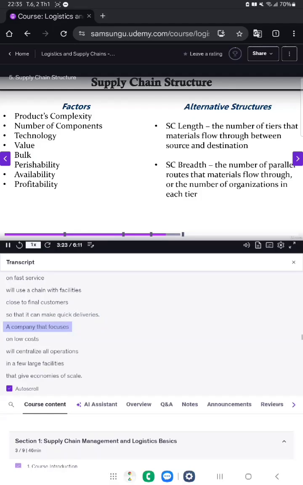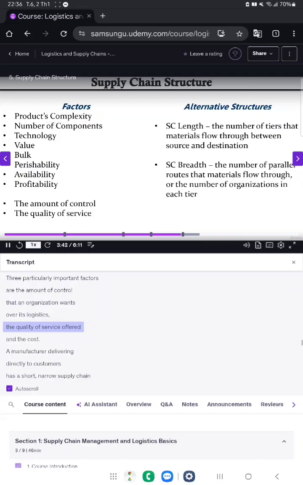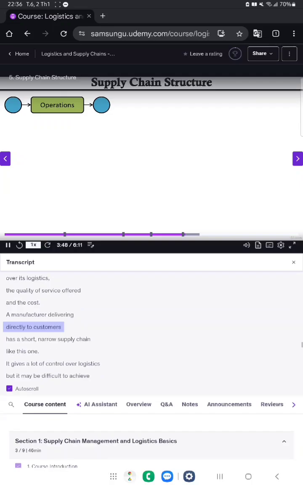A company that focuses on low cost will centralize all operations in a few large facilities that give economies of scale. Three particularly important factors are the amount of control that an organization wants over its logistics, the quality of service offered, and the cost. A manufacturer delivering directly to customers has a short, narrow supply chain like this one.